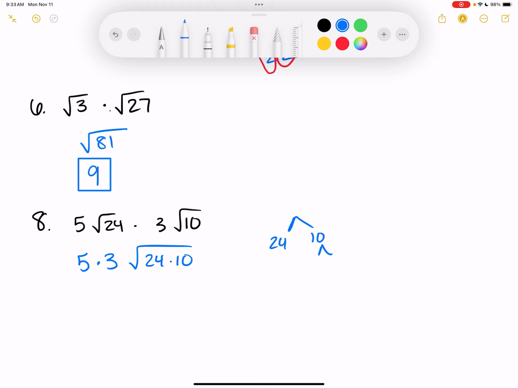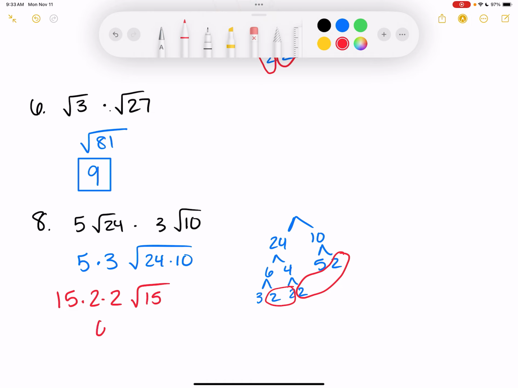10 breaks into 5 and 2. 24 breaks into 6 and 4. 6 breaks into 3 and 2. 4 breaks into 2 and 2. So here's one group of 2s, here's another group of 2s, and I have a 3 and a 5 left over inside. So I have 15 times 2 times 2, which if you want to just go ahead and multiply that to be 60, that's fine. And then the square root of 3 times 5 is 15. So this is 60 root 15.